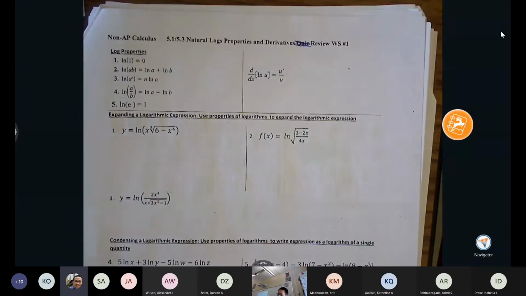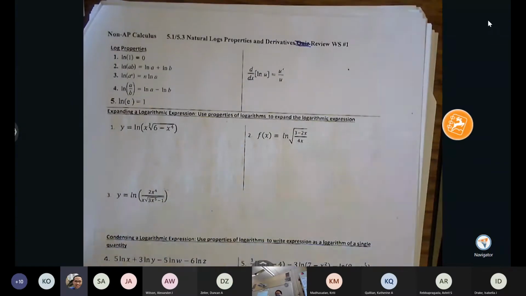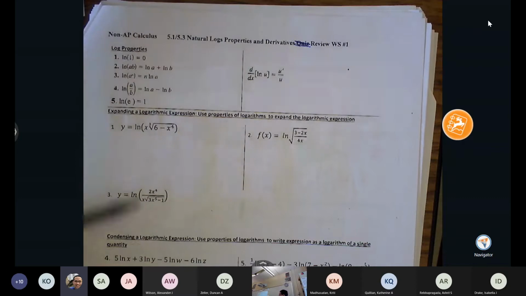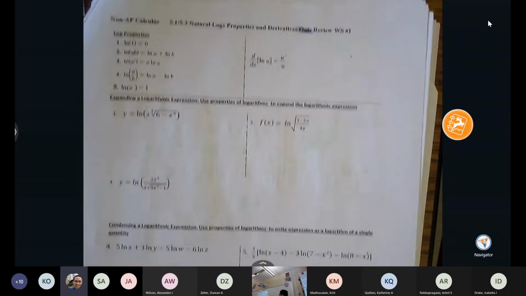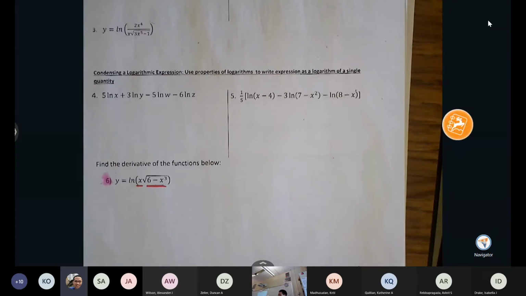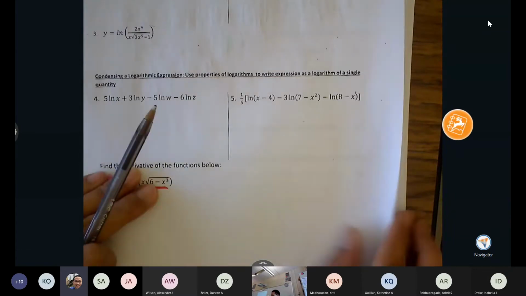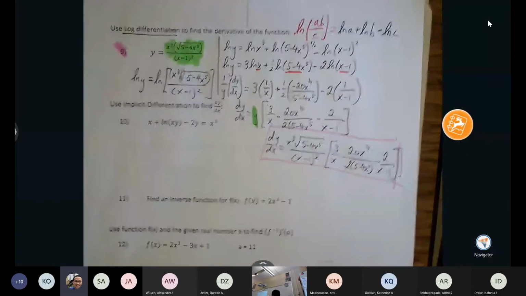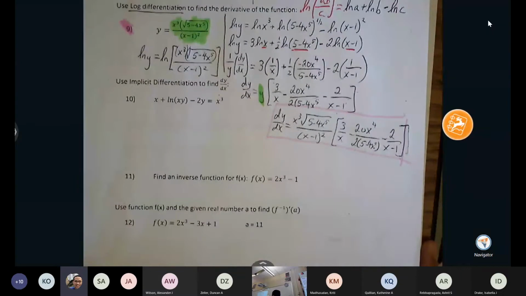So if we can turn to the worksheet that we ended on Friday, it's the 5153 natural log properties and derivative worksheet. We skipped a lot of problems from the front page. We just did number 6. And then we also did number 9 on the back, right? Number 9 was a log differentiation problem. And I want us to look at number 12. So number 12 is find the derivative of an inverse at a point.